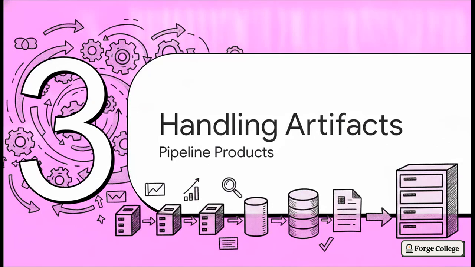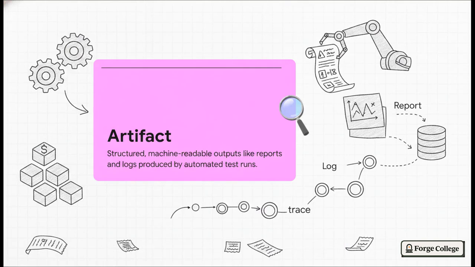Which brings us to Section 3, handling your test artifacts. These are the products of the pipeline. Once this automated pipeline finishes its super rigorous testing, it spits out data. We call these outputs artifacts. They are the structured, machine-readable outputs, like your reports, logs, and traces that are produced by your automated test runs. You can think of them like the physical receipts and diagnostic readouts printed out by our factory robot. It's your undeniable, hard proof of what just happened.